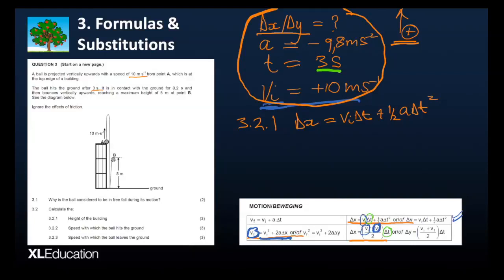Now we do substitution. Delta x is equal to our initial velocity, that is 10, and our time is 3, then plus half. Our acceleration, don't forget acceleration is negative, that is 9.8. Then we multiply by our time, which is 3, then we square it. Then from here, it's not easy. You can now punch this into your calculator. All right, let's have a look at another question again.